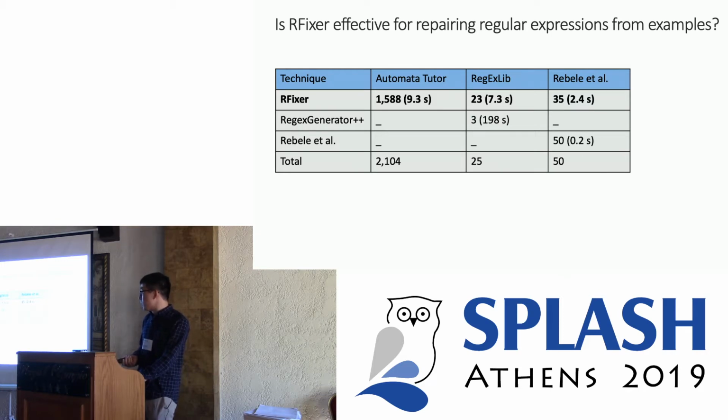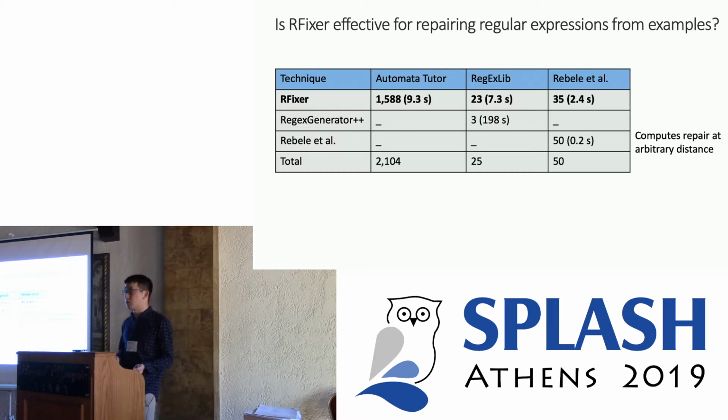So for the Automata Tutor benchmarks, RFixer repairs about 75% of them in less than 10 seconds. And for regexlib benchmarks, RFixer repairs 23 out of 25 in 7.3 seconds, where RegexGenerator only repaired 3 in more than 3 minutes. And for the last benchmark, it looks like the other tool could repair all of them, but since it is a heuristic-based approach, it computes the repair at arbitrary distance. And we will show RFixer produces solutions with much better generalizability.